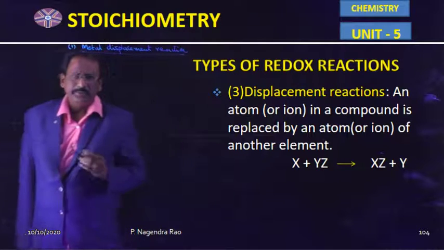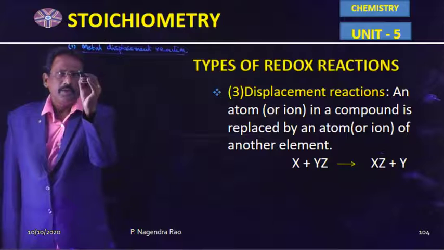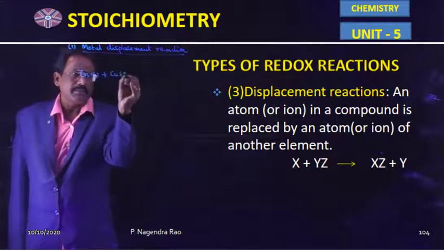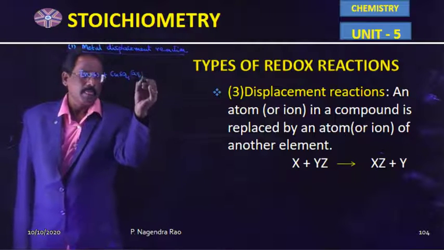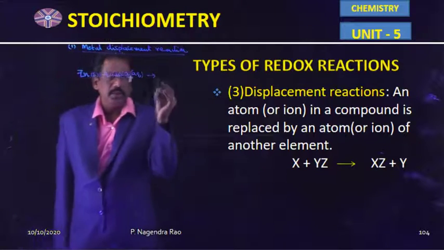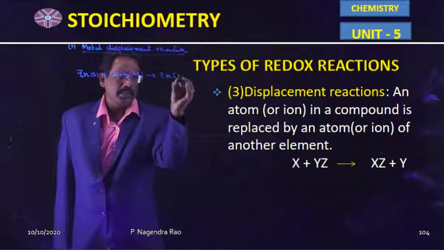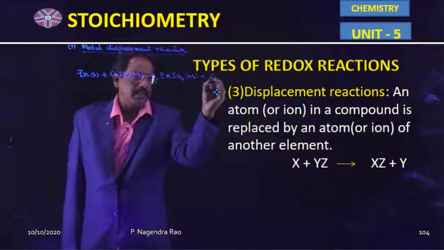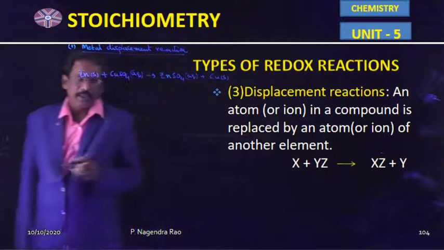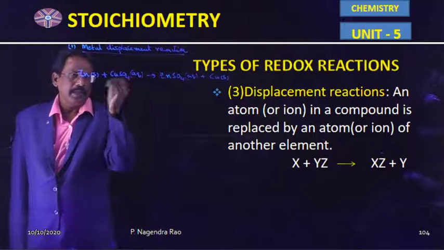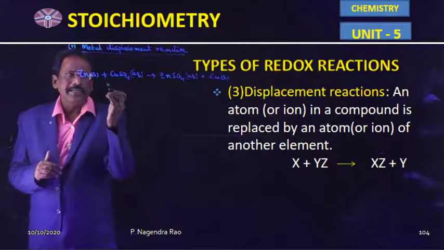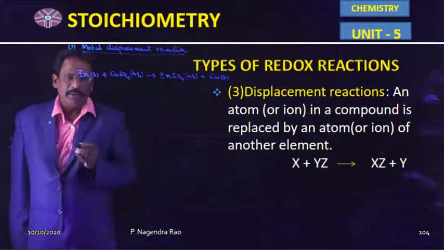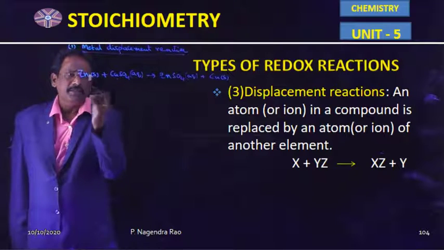For example, when zinc metal is placed in copper sulfate solution, zinc goes into the zinc sulfate solution and copper solid is separated. Here copper shows less metallic property when compared to zinc. That's why this copper metal was displaced by zinc metal.